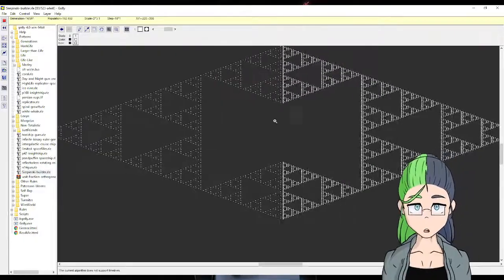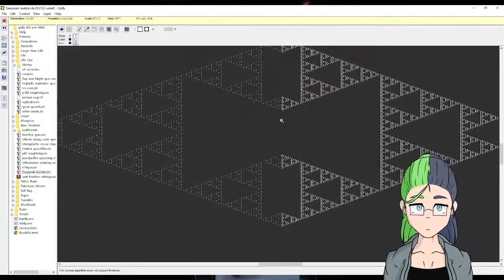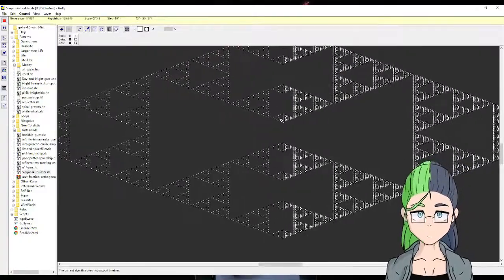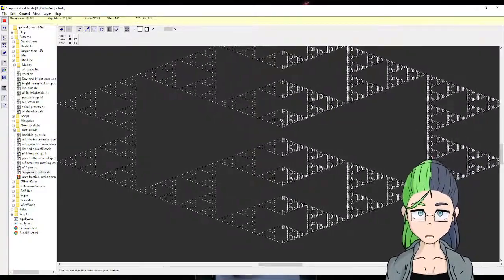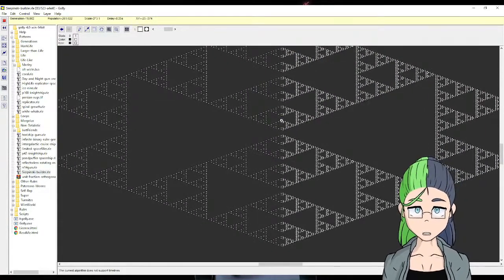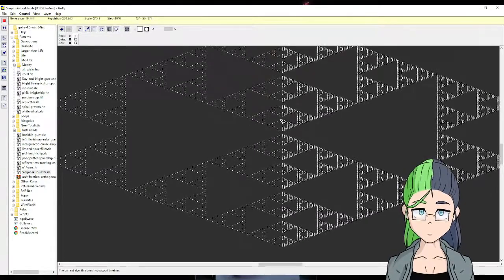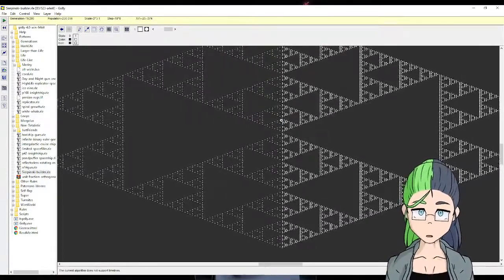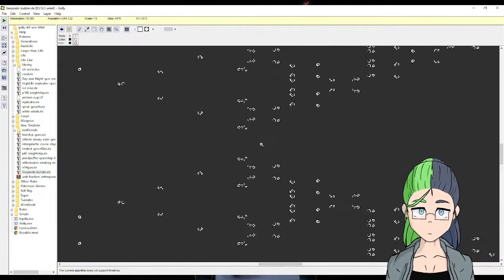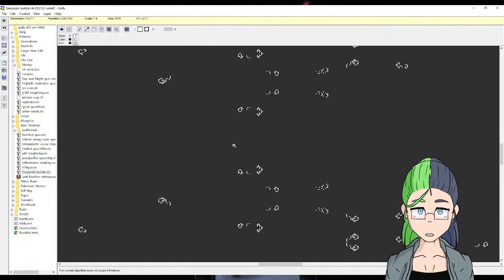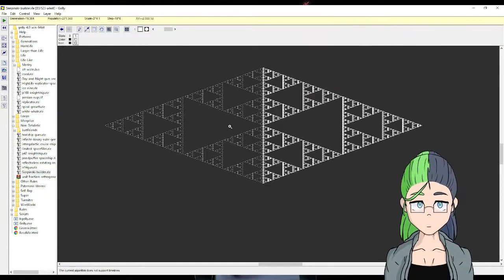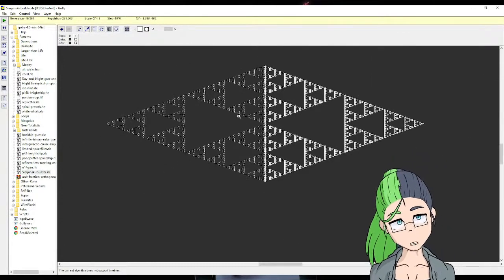Alright, hold on. I'm gonna try and stop it right when it reaches. Okay. I got this. And let's slow it down. And stop, maybe? Okay, I think that's... Yeah, okay. Boom! Double Sierpinski, baby!